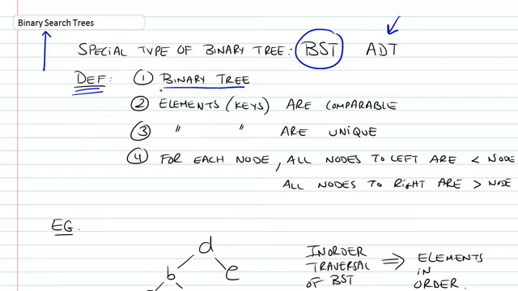A BST of course is a binary tree. So this tells us a lot about it. It's a tree and it's binary. The maximum number of children of a node is 2. Then there are these extra definition elements that we've added to the binary search tree.